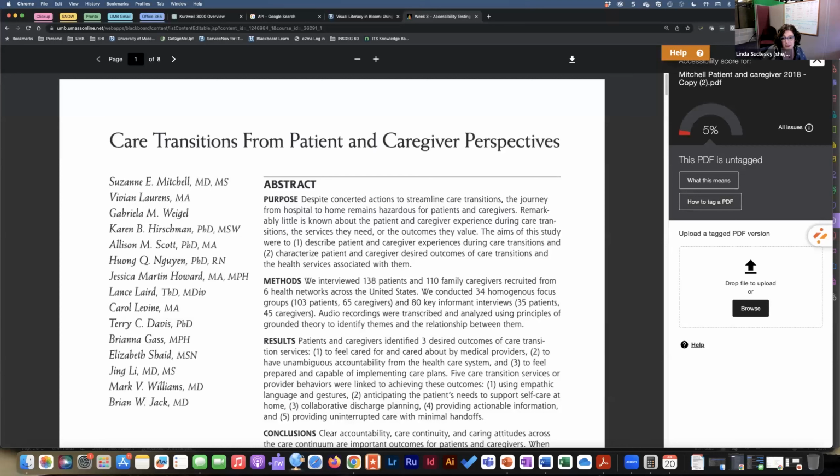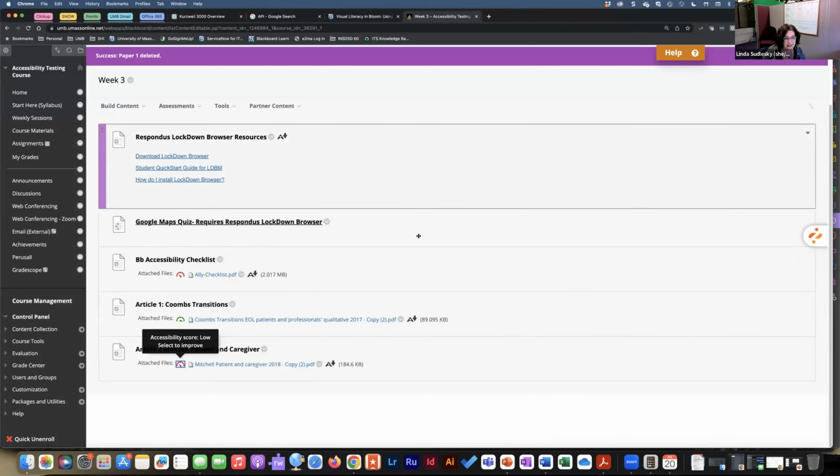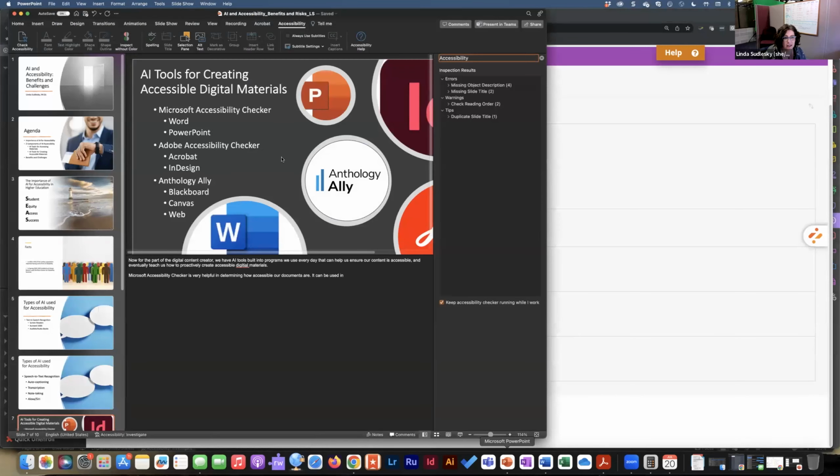But since not everyone here uses Blackboard, I'm not going to spend a ton of time on that. Happy to answer any questions about that. But just to show you, though, that these technologies are using AI basically to help us with accessibility and to help us achieve those goals of accessibility.